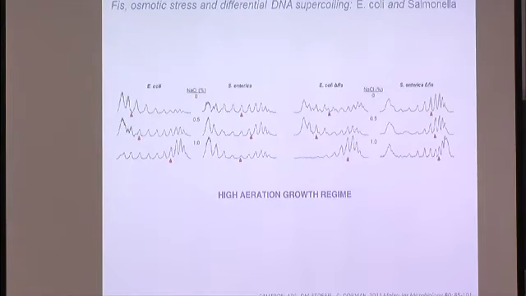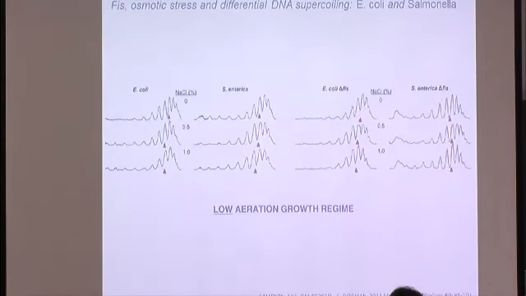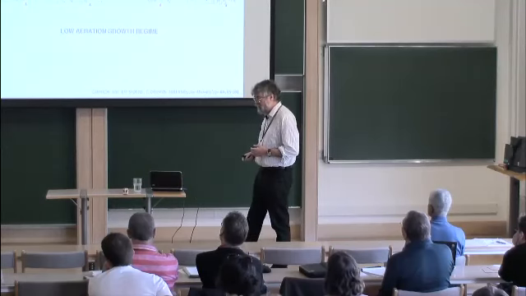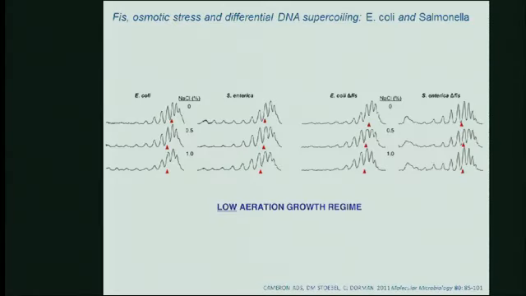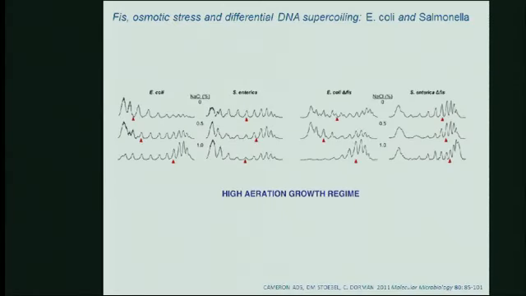But basically what happens in E. coli wild type is you see a strong shift in supercoiling towards the more negatively supercoiled end of the distribution. And that also happens in the FIS mutant. The Salmonella bacteria, on the other hand, show a much more muted or even no response to this type of stress.